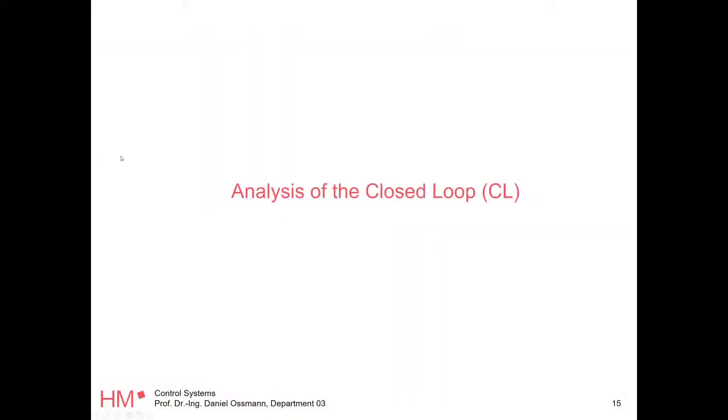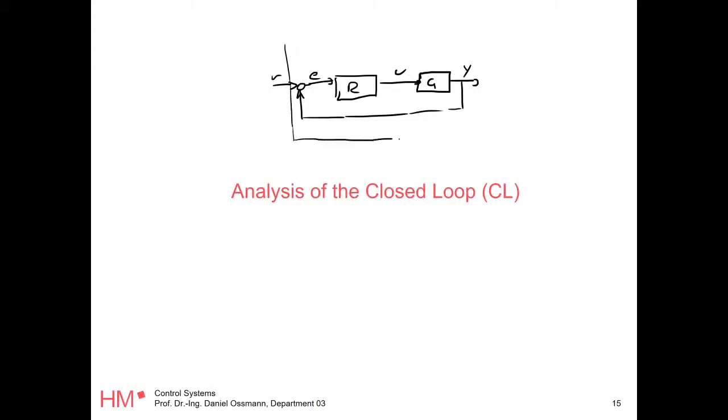Okay, as I said, we now have a closed loop system consisting of a controller, a system, something which goes in, a reference usually, and something which comes out. We are building the control error. We generate the control input, and we want to know how to analyze this closed loop system. What should we do? Well, there are different possibilities.